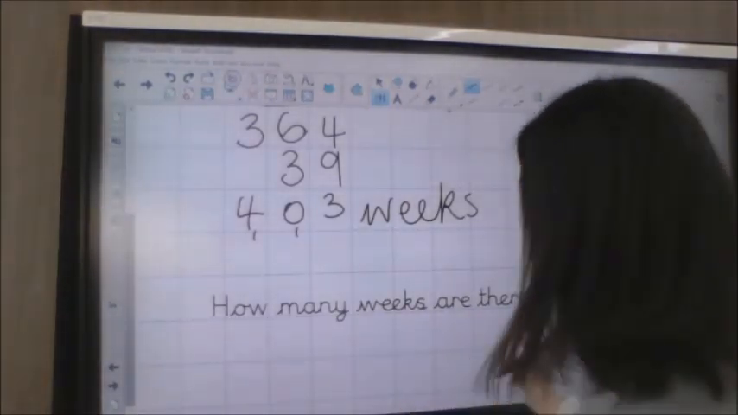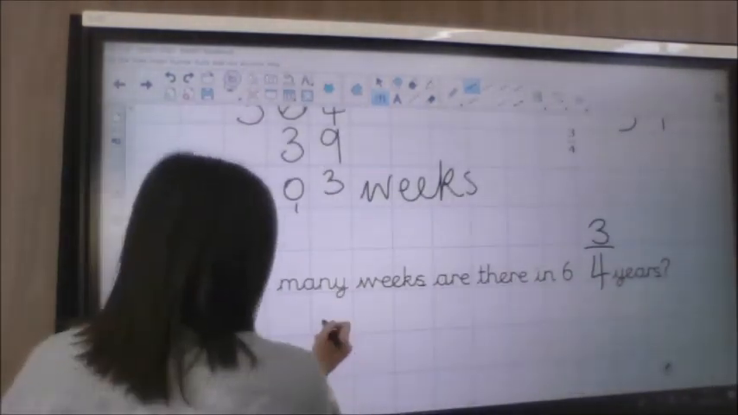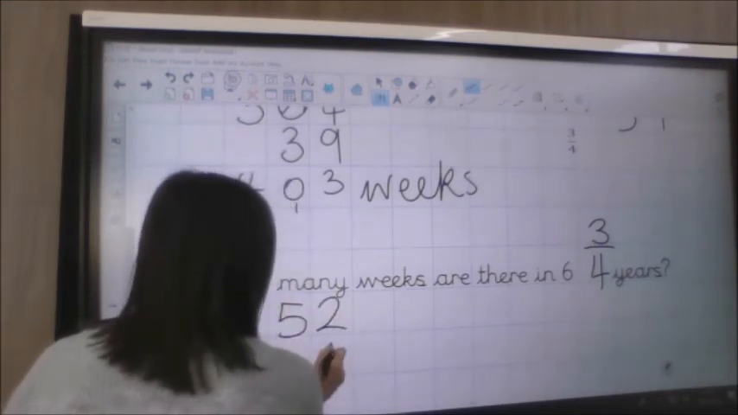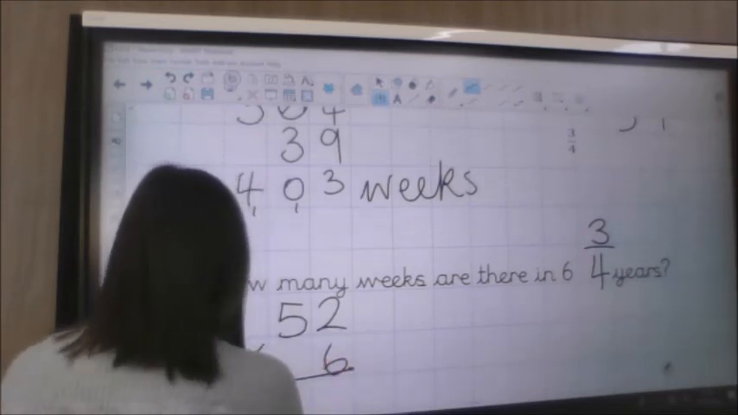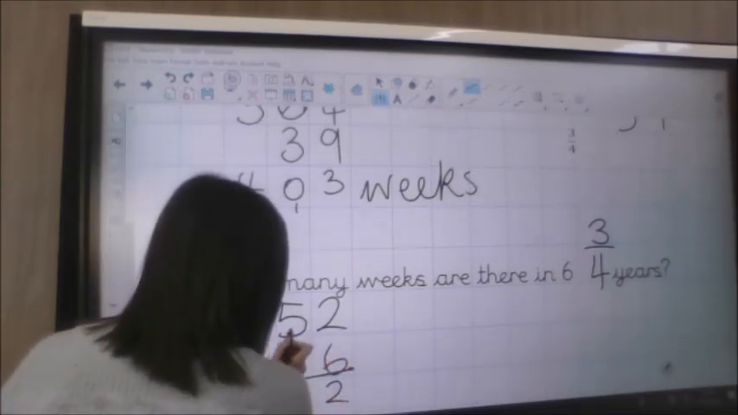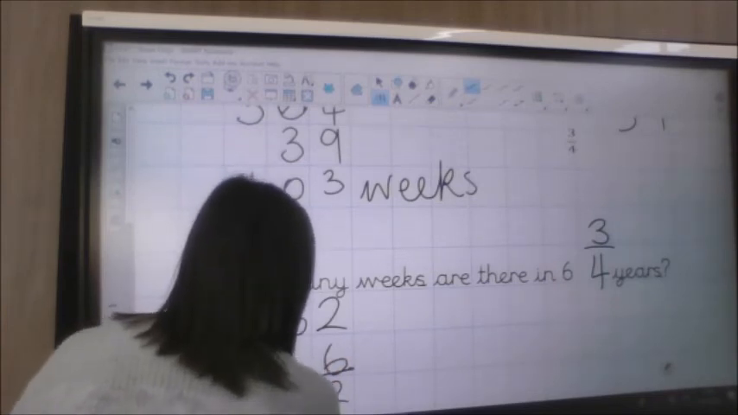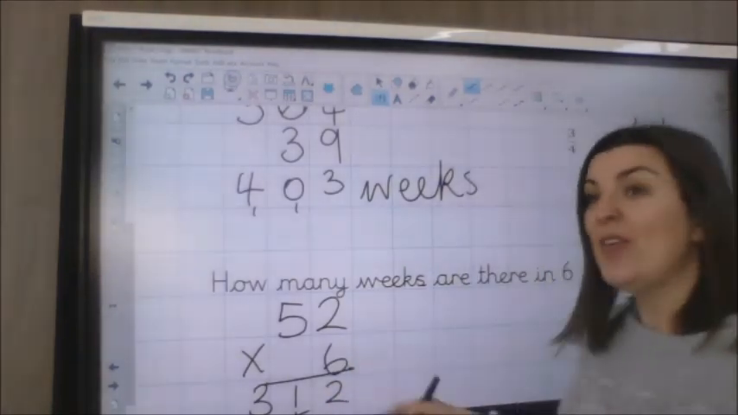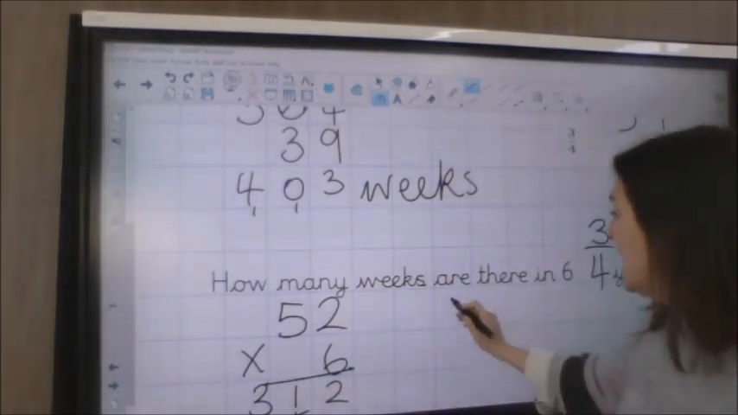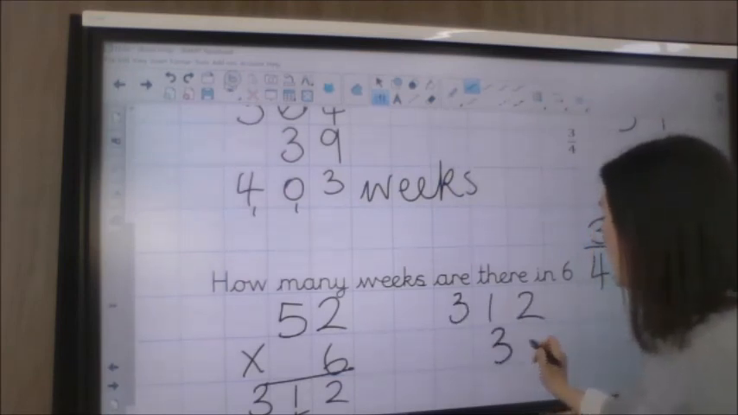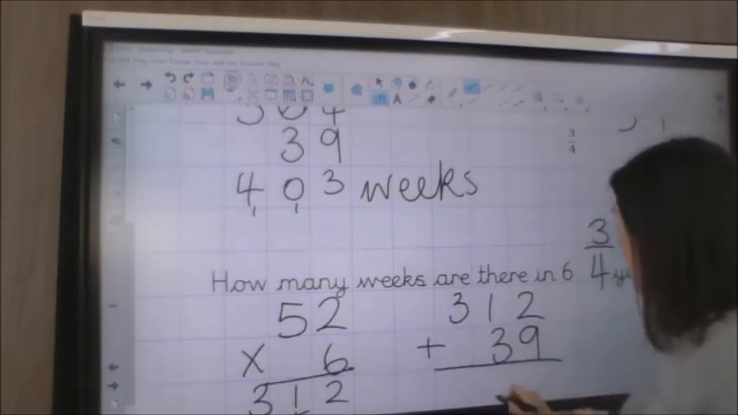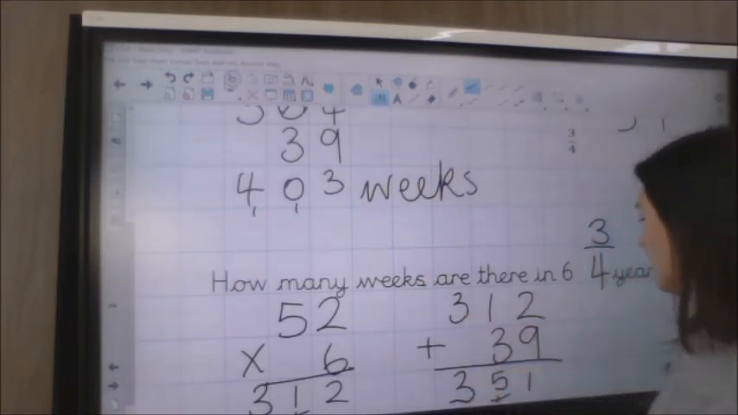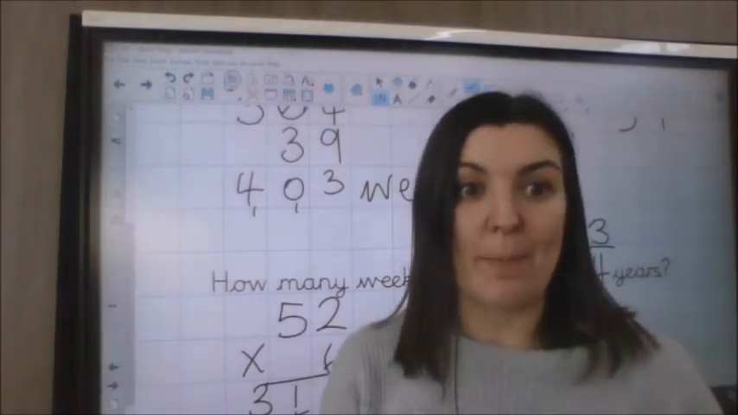Okay, so the first thing we need to do then is 6 times 52, because there are 52 weeks in 1 year. So 2 times 6 is 12. 5 times 6 is 30, plus 1 is 31. Okay, so that's how many there are in 6 years. So then I know that 3/4 is 39. So 312 add 39 is 3, 4, 5. 3 add nothing is 3. Okay, so it would be 351.